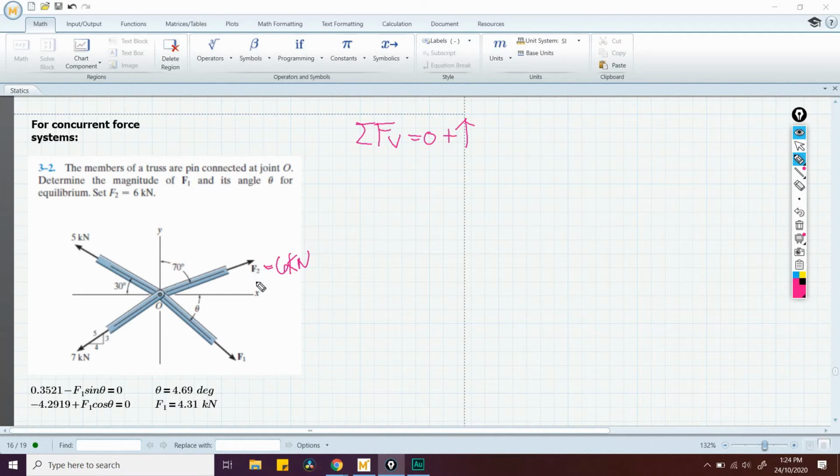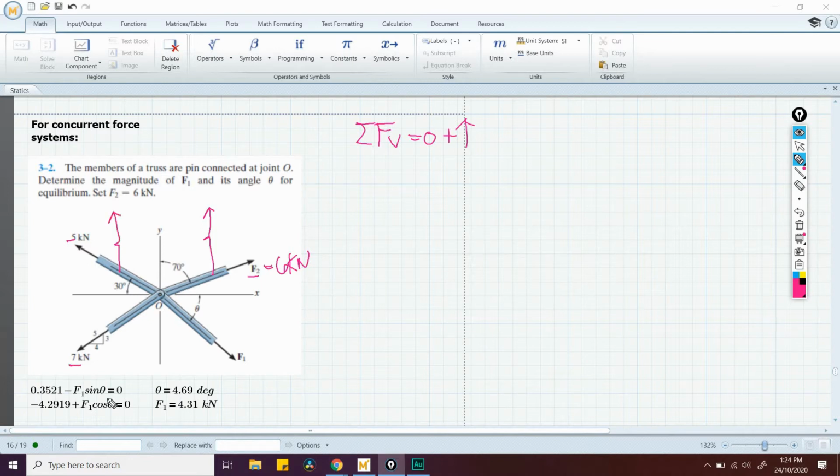Ang force na naka-angle ay may component yan. So, ngayon, unahin natin yung vertical. So, for F2, it is going to the right up. So, ibig sabihin, up yung kanyang component, vertical. Si 5 kilonewtons, ganun din, going up.